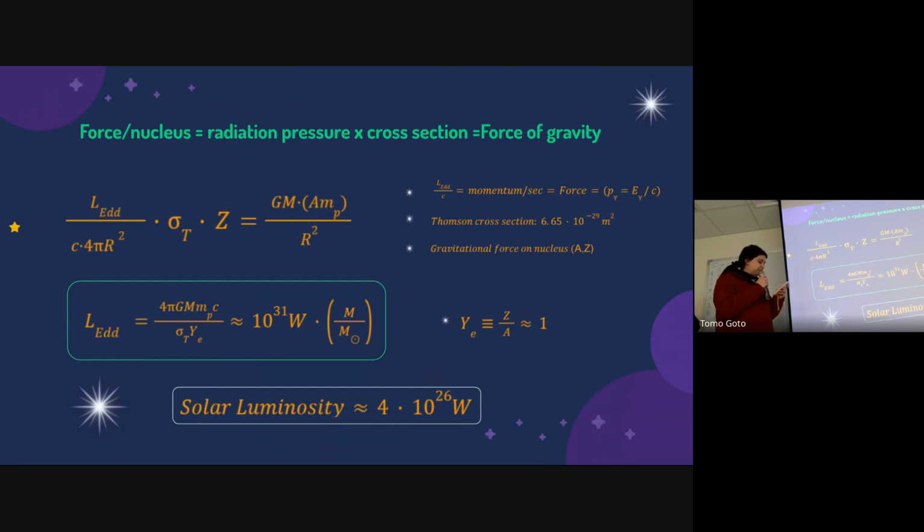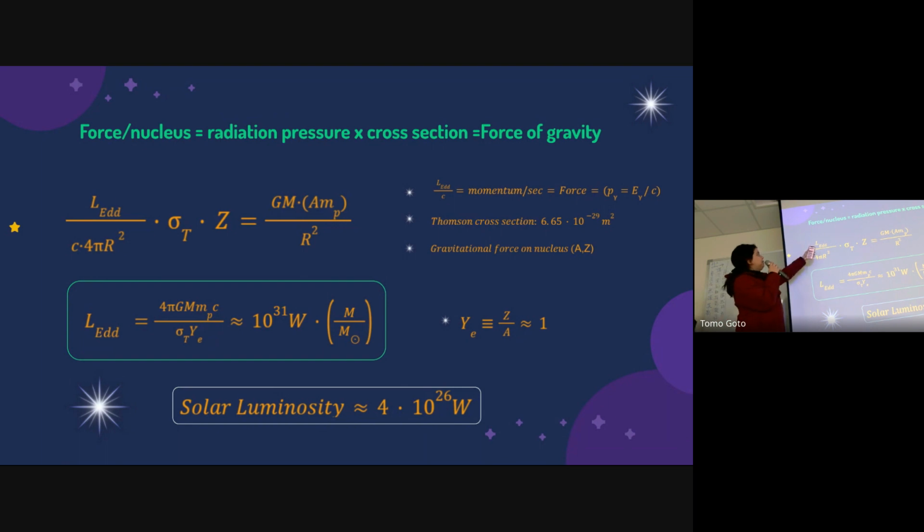We can write this as the... this equation is just like force and the probability that the force will interact with the electron, which is the scattering, the Thomson cross section. So how does this equation come to be?